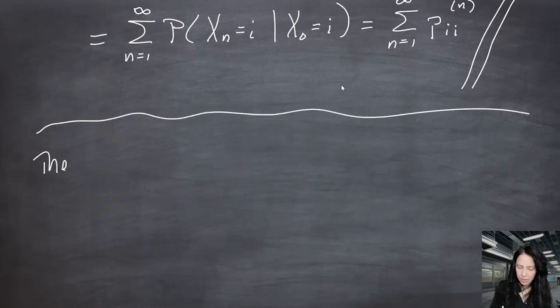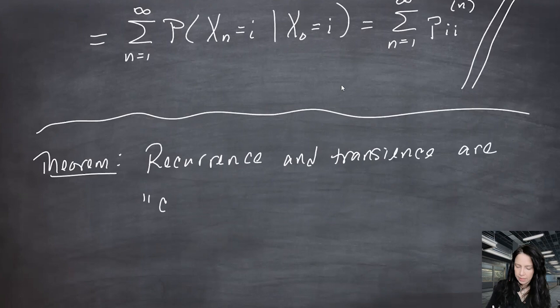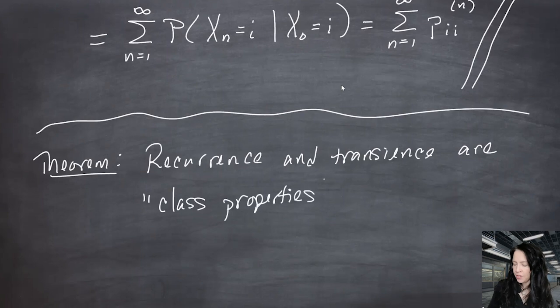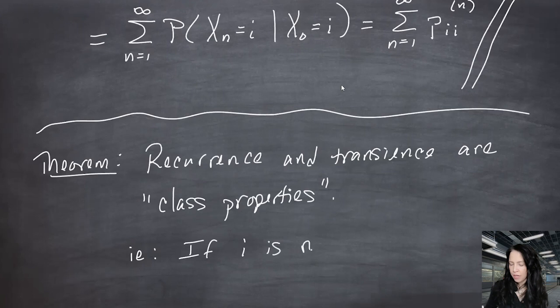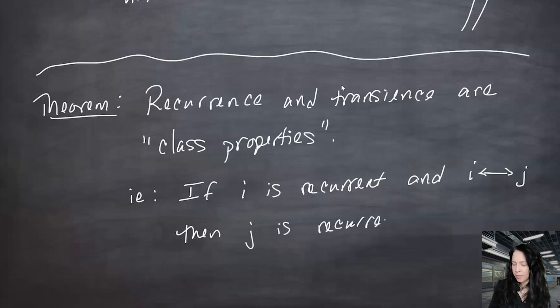So, theorem. Recurrence and transience are class properties, from those communication classes, i.e., if i is recurrent and i communicates with j, we can get back and forth in some number of steps, then j is recurrent. And I could replace both of those instances of the word recurrent with transient.